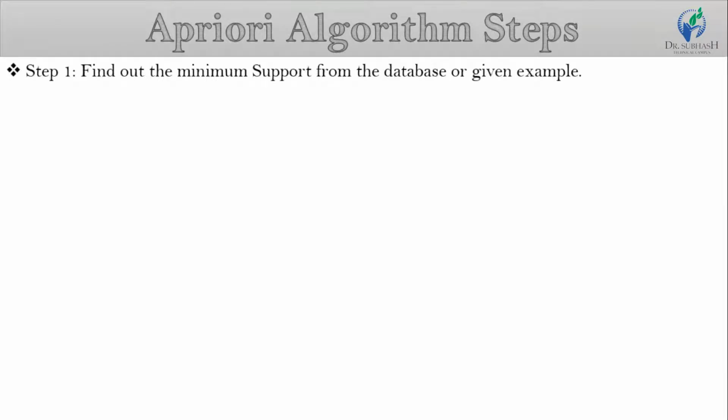Now, I explain how the Apriori algorithm works, or its steps. The first step is to find out the minimum support from the database or given example.